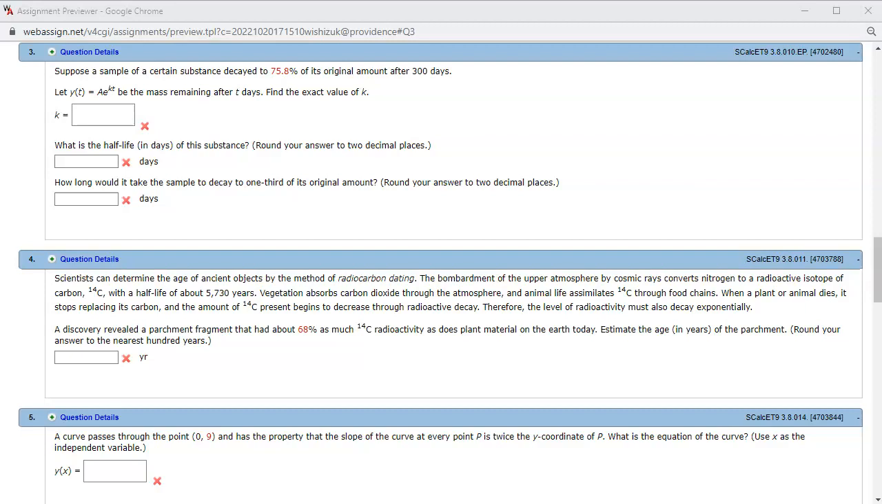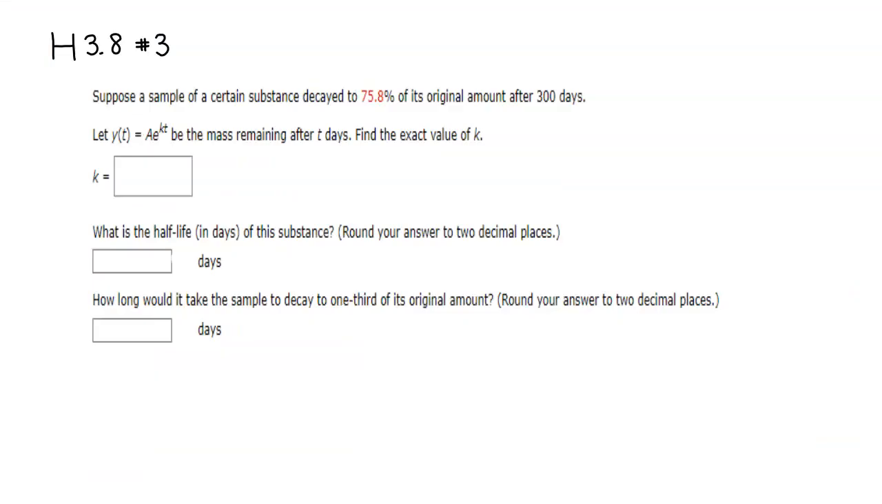All right, let's look at homework 3.8, problem number 3. It says, suppose a sample of a certain substance decayed to 75.8% of its original amount after 300 days, and we want to know the k value. All right, so let's do that.